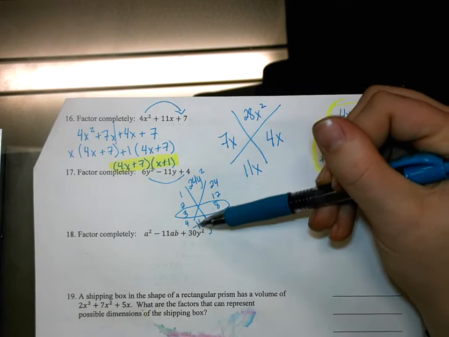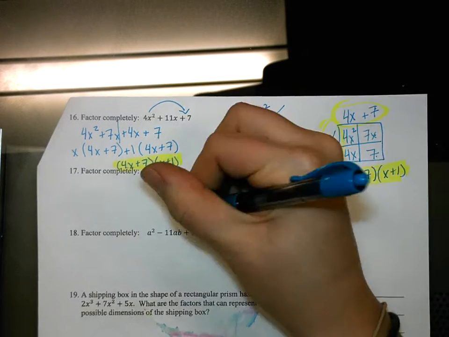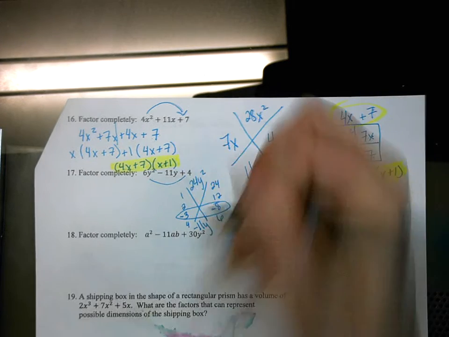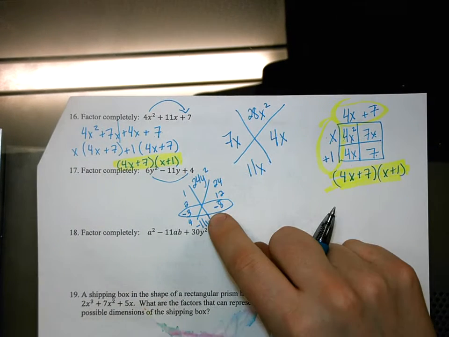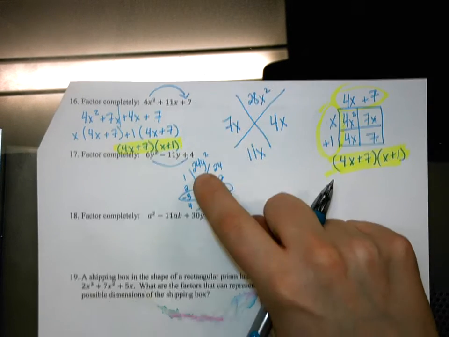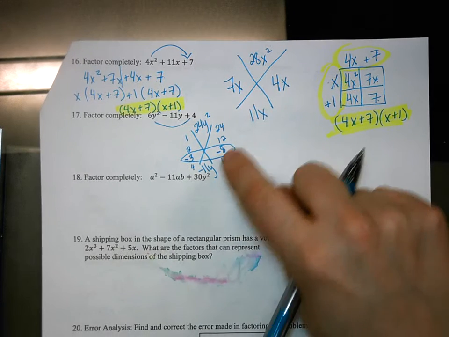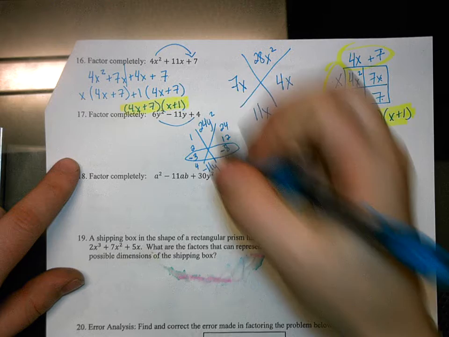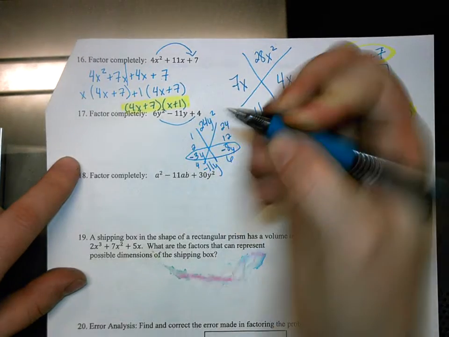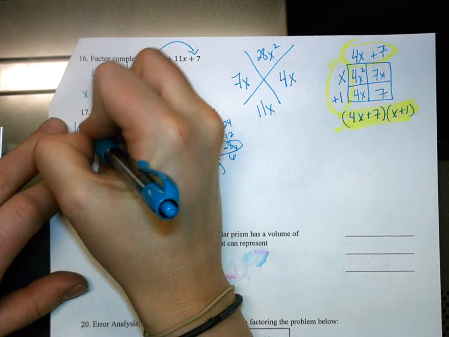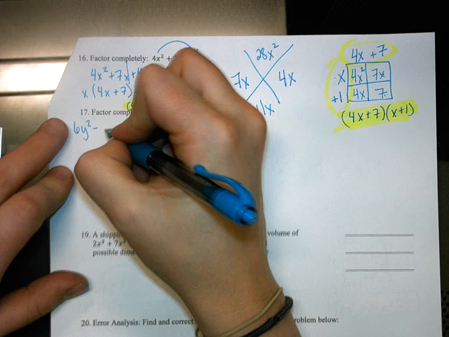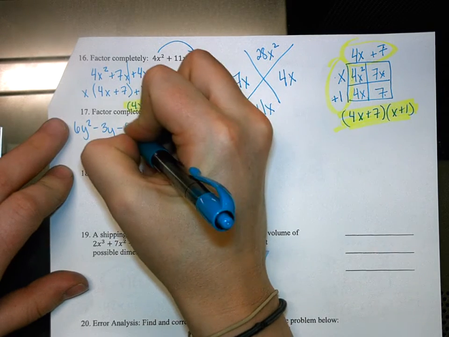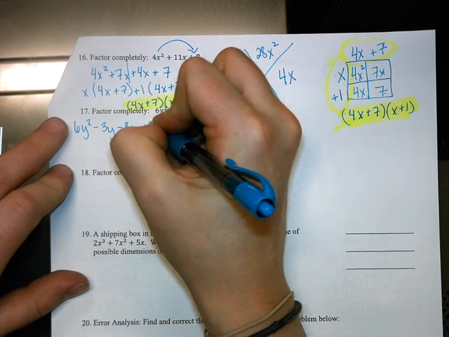So if I need to add to a negative but multiply to a positive, both of my numbers need to be negative. A negative times a negative is positive. A negative plus a negative is a larger negative, or a more negative number. So this is negative 3y and negative 8y. Write your first and last term: 6y squared minus 3y minus 8y plus 4.